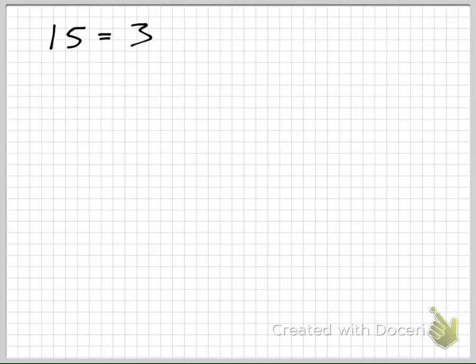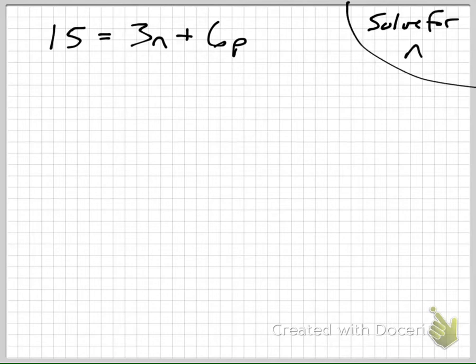Do this. 15 equals 3n plus 6p. And I want you to solve for n. Okay. All right, here we go. Line down the equal sign. We're solving for n. That means we've got to make the n happy. Is he happy? No, lots going on. He's being multiplied by 3, and there's a plus 6p. What's the rule?